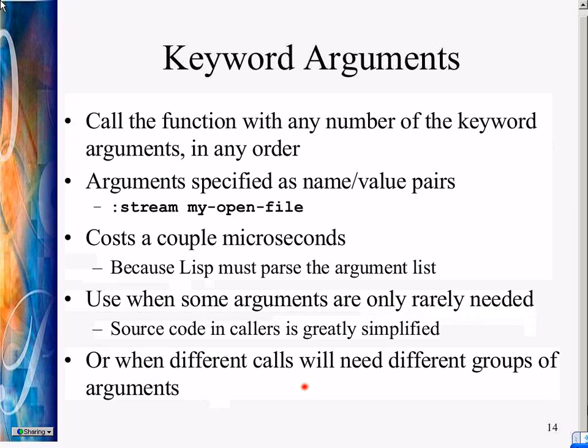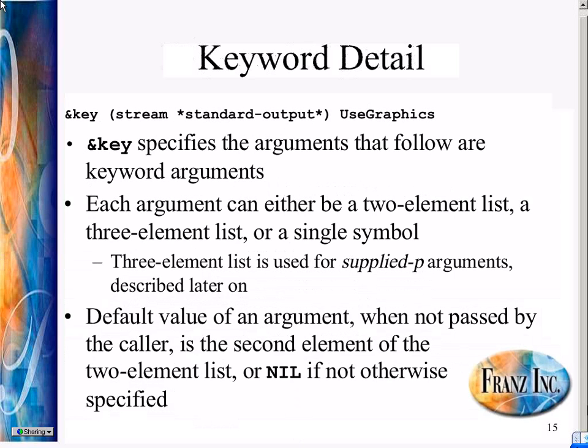And also, it's useful when you always have to specify a value when you're doing one particular thing and always have to use a different argument when you're doing another. So different calls will use different groups of arguments. Another case for keyword arguments.